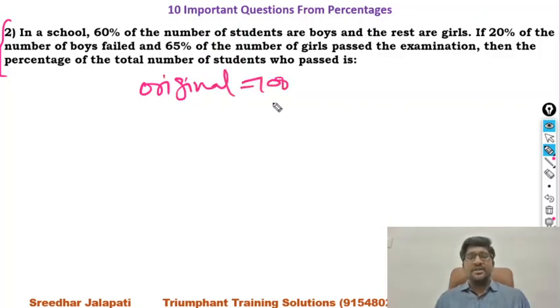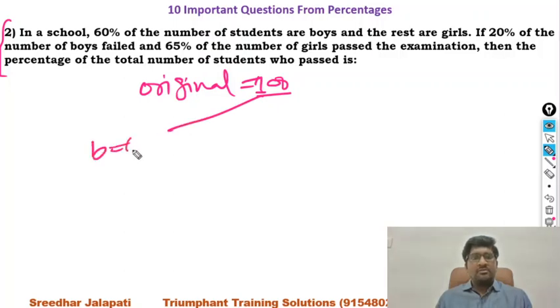Original number as always 100 instead of going for x or any other variable. And this is applicable in all the cases where the entire question is in percentages, if there are no numbers. Sometimes it works even if there are numbers, but when the entire question is in percentage, it is always better to start with 100. So let the strength of the school be 100. Then out of this 100, number of boys 60%. Then obviously number of girls 40%.